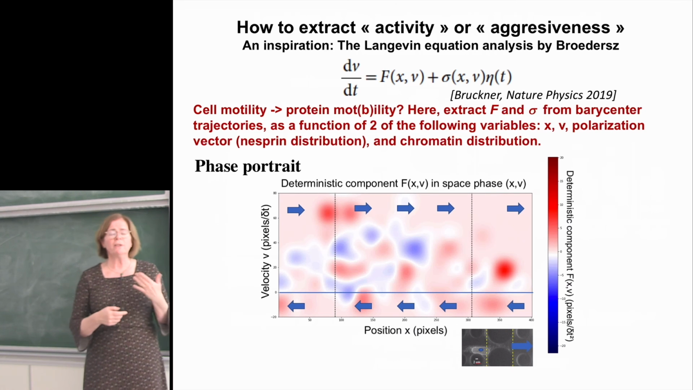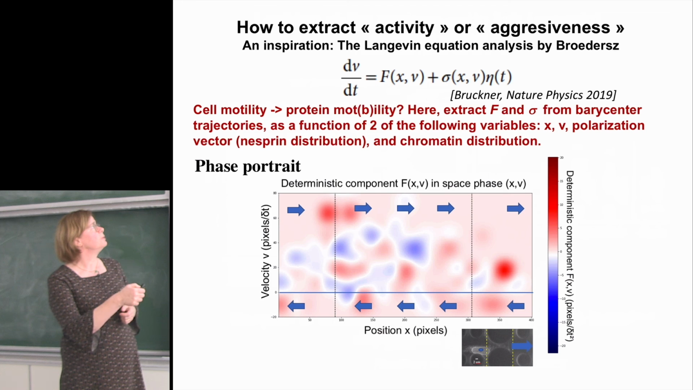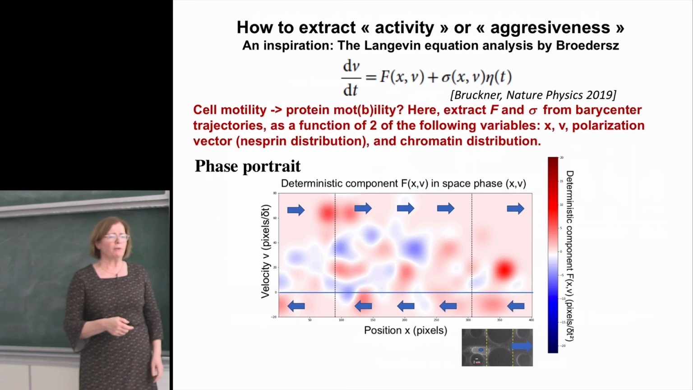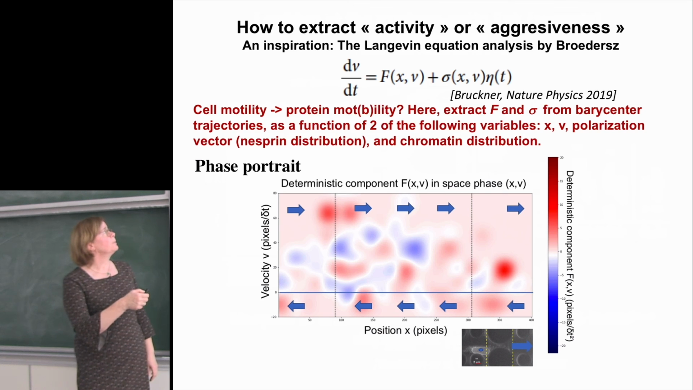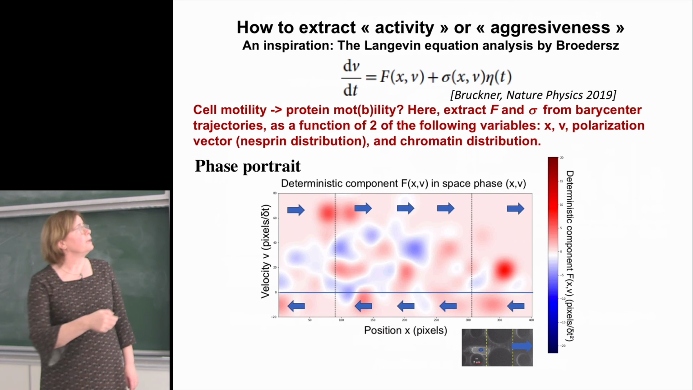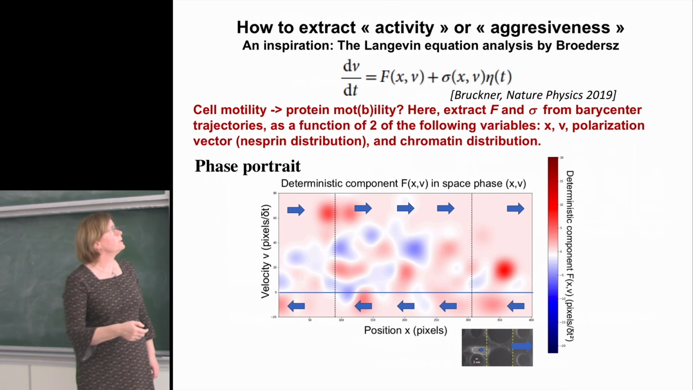So how could we quantify this aggressivity or this activity? We decided to use a Langevin equation that was used for another type of motile cells. The principle is that the acceleration equals a deterministic term, which depends on position and velocity, and a stochastic term, which also depends on position and velocity, and this is a random function. I mean, this is white noise.